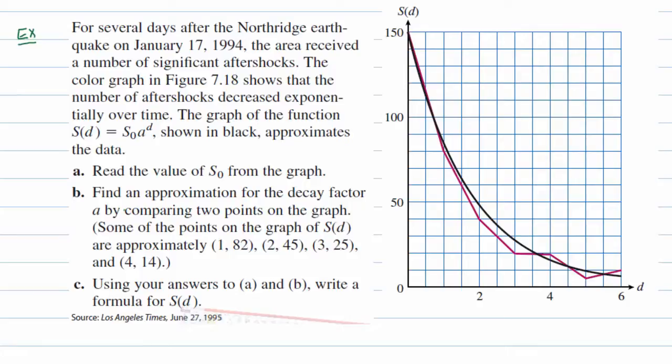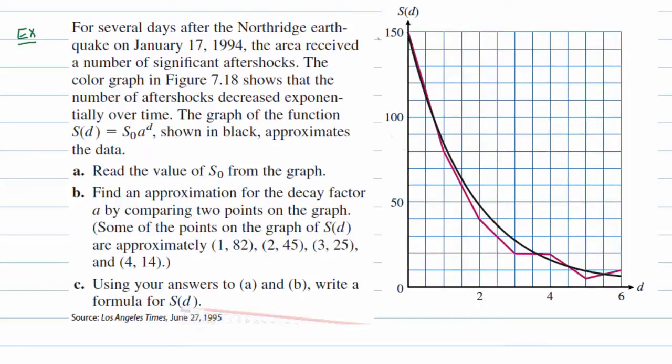Now, as another application for solving exponential equations, this one I'm going to show you how to use your graphing calculator on. For several days after the Northridge earthquake on January 17, 1994, the area received a number of significant aftershocks. The red part of this graph shows that the number of aftershocks decreased exponentially over time. And this data is from the LA Times, June 27, 1995. So it does look like it decays exponentially.